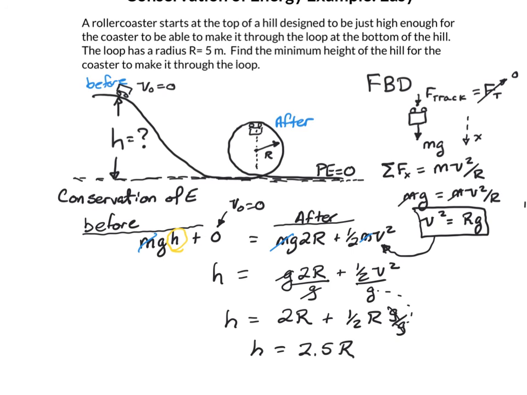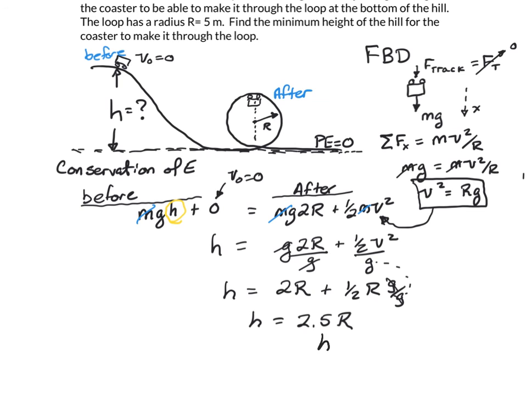R was given as 5. So that's going to be 12.5 meters. H is going to end up being 12.5 meters, and that's the answer.